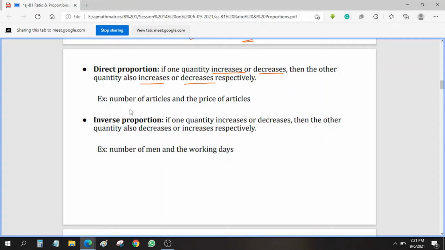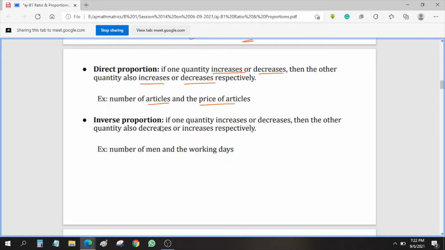The best example for that is the number of articles and the price of articles. If the number of articles increases, obviously the price of articles also increases. That is the very general thing, and that is direct proportion. In most cases, if anything increases, obviously the other thing also increases. In a general case, we can call it direct proportion.